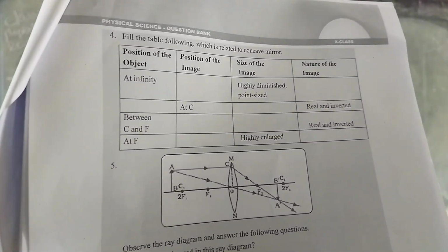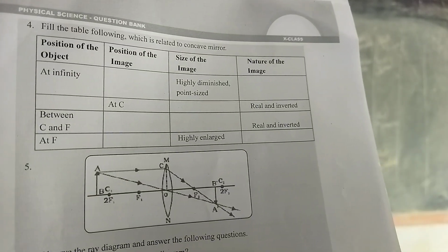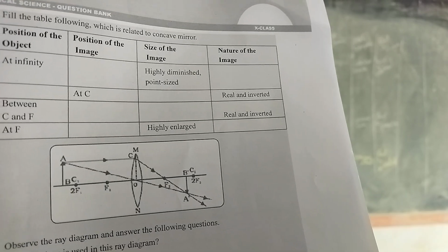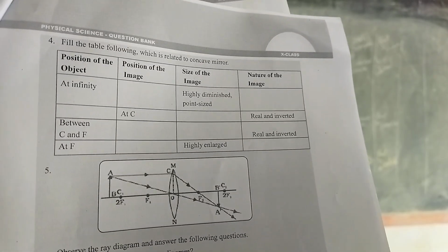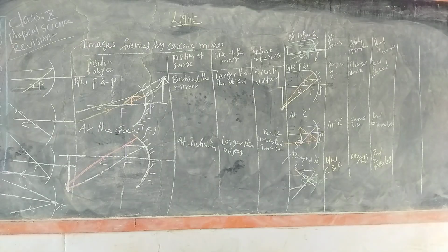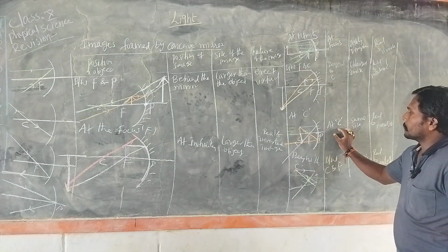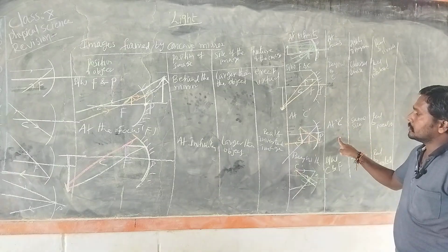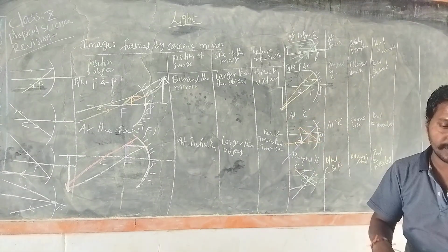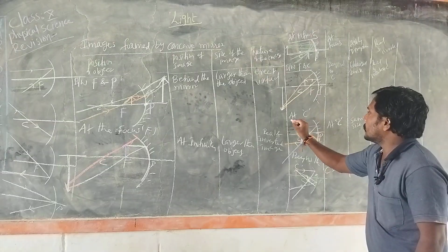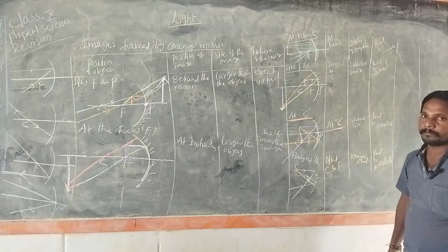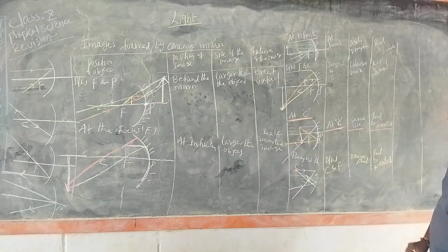Then the second one, see, the position of the image is given as C. The nature of the image is also given: real and inverted. Now, in which case is the image found at C? At C, when the object is placed at the center of curvature. When the object is placed at the center of curvature, the image is formed at the center of curvature, same size, real and inverted.